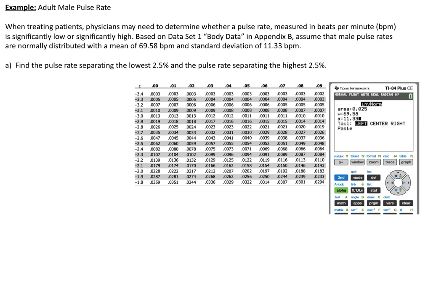In this problem, we're told that adult male pulse rates are normally distributed with a mean value of 69.58 beats per minute and a standard deviation of 11.33 beats per minute.